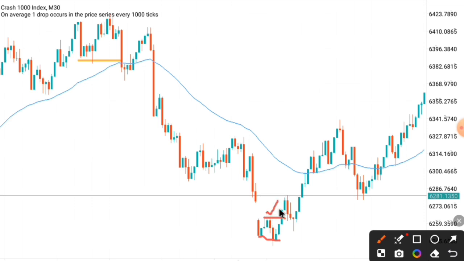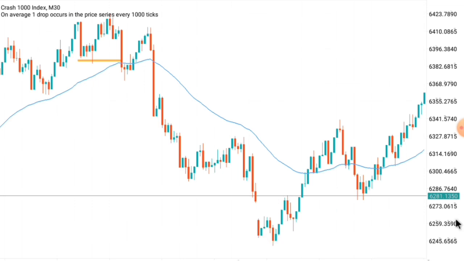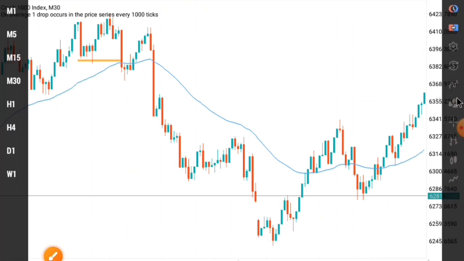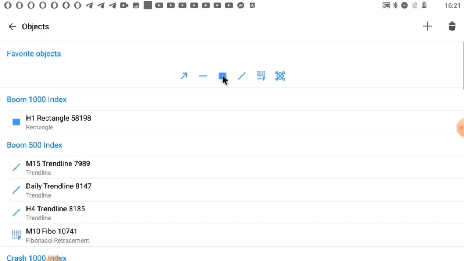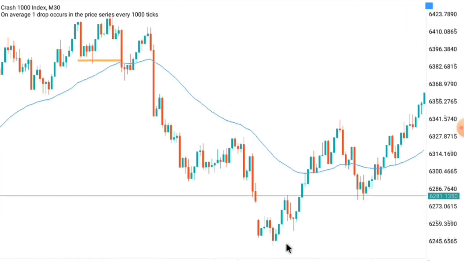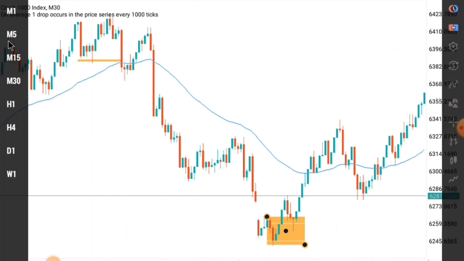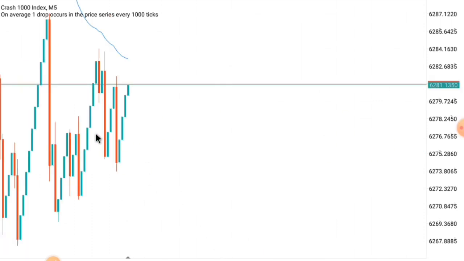What you want to wait for is a pullback, just as we got here. As soon as you see the pullback happening, you want to scale down to your 5 minutes time frame. Before we go there, let me mark this place out so that we know where we are looking, for easy identification. Then go to your 5 minutes time frame.